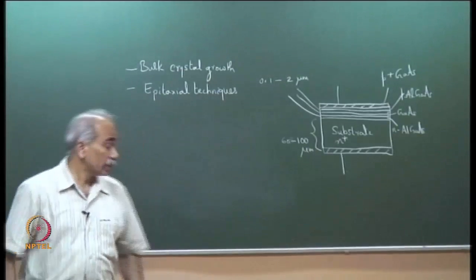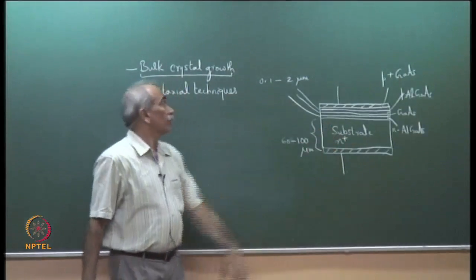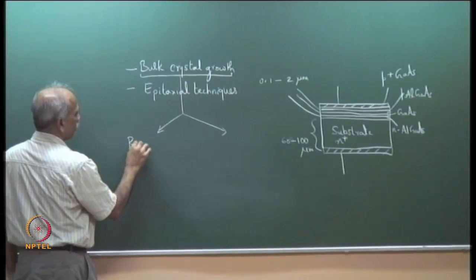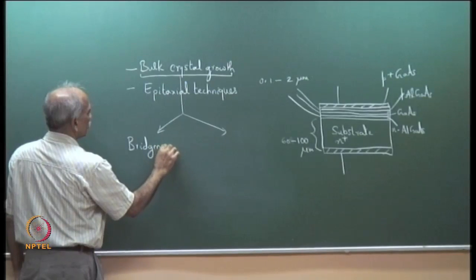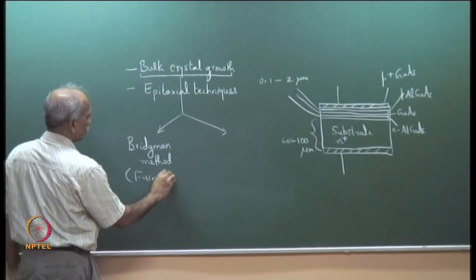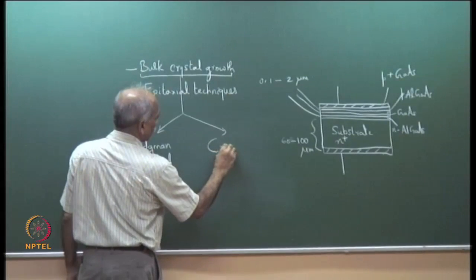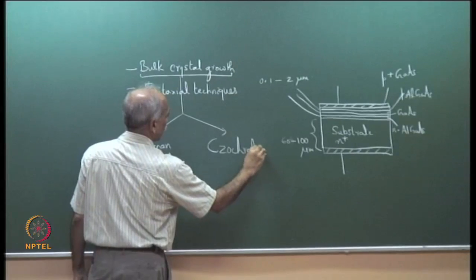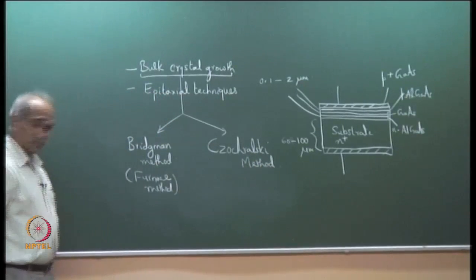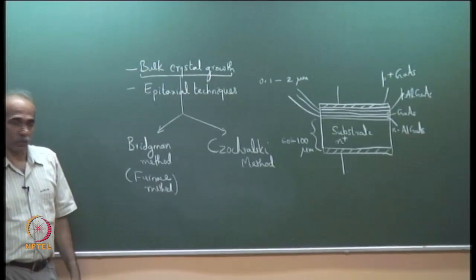If you take bulk crystal growth, that is essentially, from our point of view, to grow the substrate here, there are two important techniques which are used. One is called the furnace method or Bridgman method. There are several variations of this method, the Bridgman technique or method, or sometimes also called furnace. And the other one is very well known, the Czochralski method. There are others and variations of these, but these two are basic processes to have bulk crystal growth.